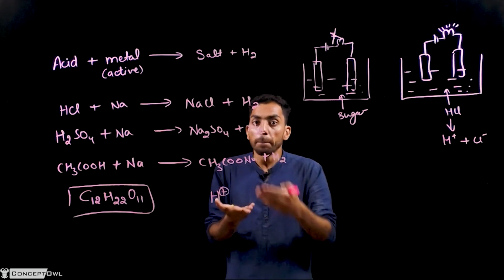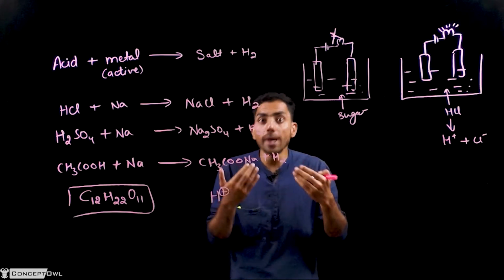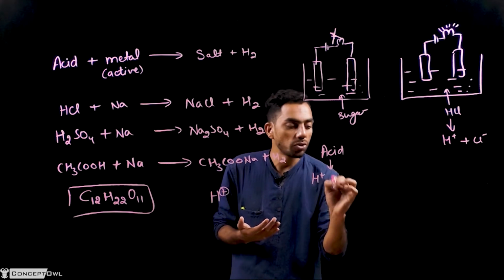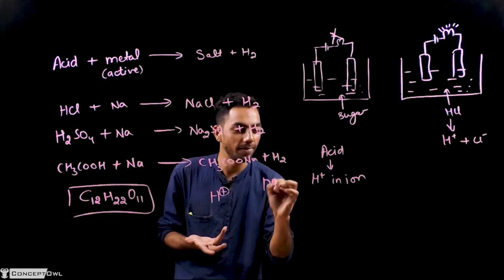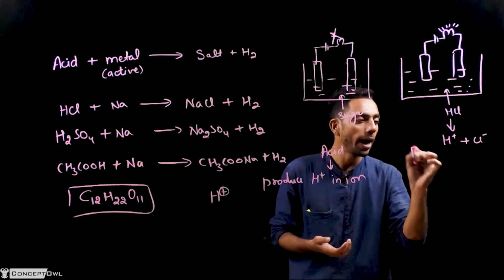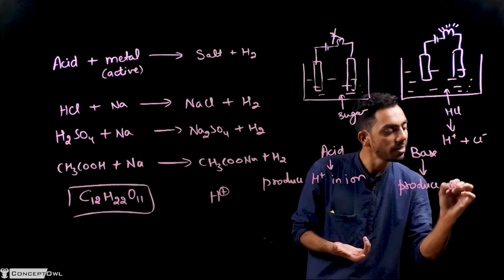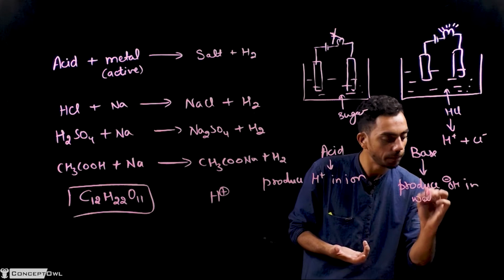And similarly, bases are substances which produce OH negative ions. So I am writing here: acids produce H positive ions in water, and bases are substances which produce OH negative ions in water. Is this clear? So what is an acid? It's very simple. Acids are substances which produce H positive ions in water. So H positive ions are responsible for the acidity, not hydrogen. There are many substances which contain hydrogen, but they are not acids.